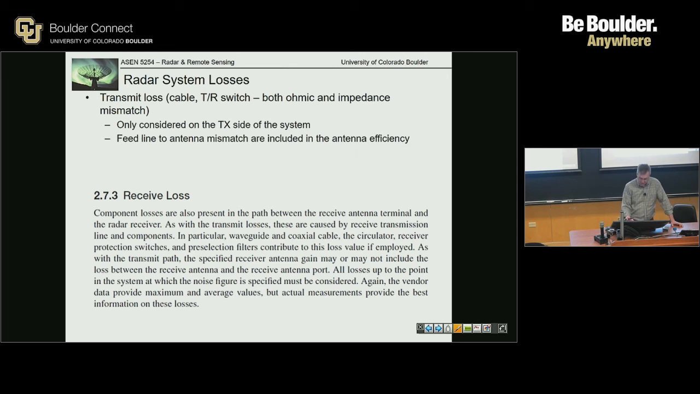Let's see. So this is from the textbook. You include all the loss between the receiver and the antenna. So is that the L system? Those two are the system losses? Yes. Okay. It's written right there.